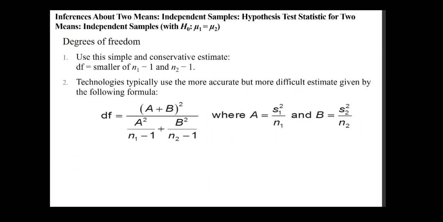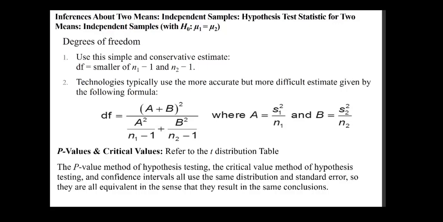Finally, I want to show you the formulas. If you use the table, we use the simple and conservative estimate of n1 minus 1 and n2 minus 1, the smaller of the two. The technology uses the more accurate but more difficult estimate, meaning uses this one. You want to be aware of that. And as far as the p-value and critical values refer to the t-distribution table, the t-distribution table is extremely limited because they use the same formula. They basically, the p-value and the traditional method give us the same result, okay?